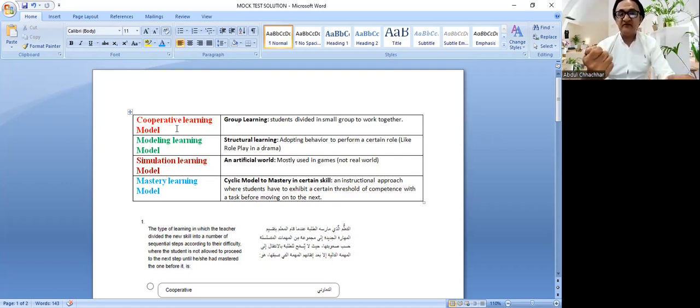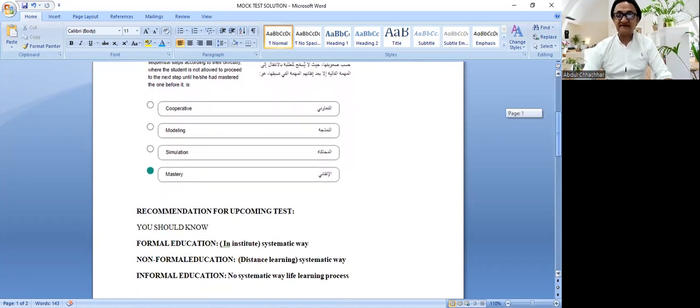Now, simulation learning, we mostly use an artificial world. This is about gamification and these things. Suppose your child is playing a game. There's no physical input, that's a virtual input. We call that a simulation model, where an individual creates an artificial world and performs in it. So we have no physical input in it. But in the real world, a student has to put in the real. So these are the differences between the cooperative model and simulation. And let's talk about a few more things that are most important.